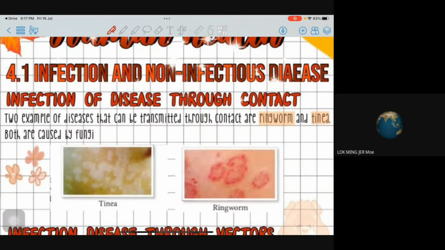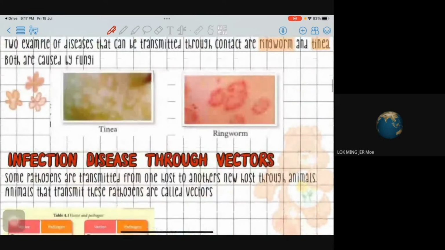Okay, this is infection through contact. Through contact means you need to touch them. For example, diseases that can be transmitted through contact are ringworm and tinea. These are both caused by fungi. So that is by contact.